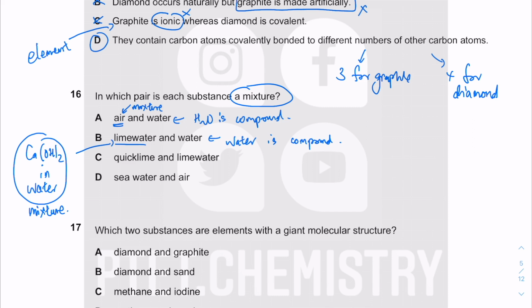Quicklime and lime water. How do I say this? This is a solid, it's the pure substance, before you dissolve it in water and then you get this solution, which is a mixture. Before you dissolve something to get lime water, you have this quicklime, which dissolves in water and gives you lime water, okay.